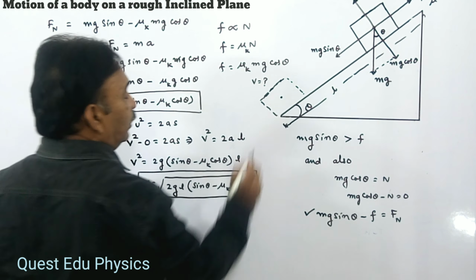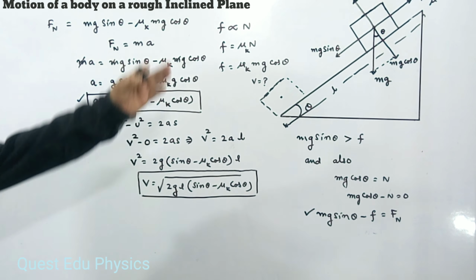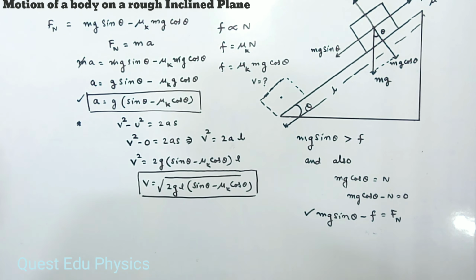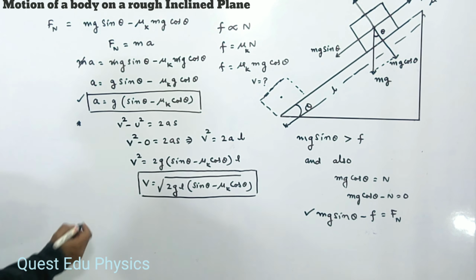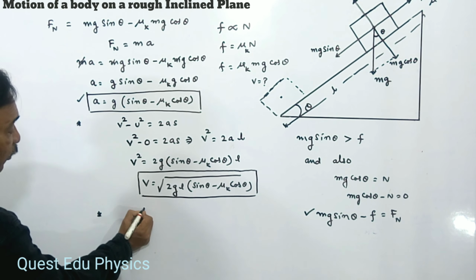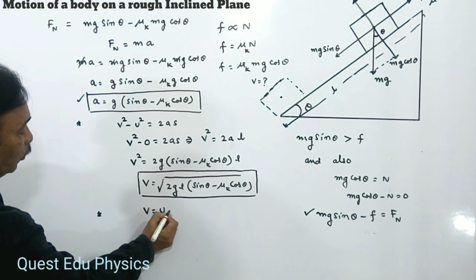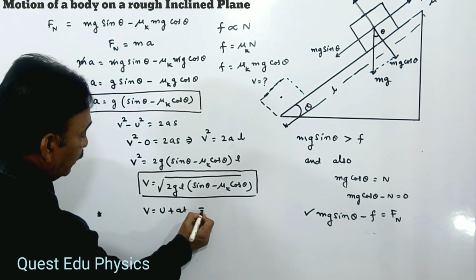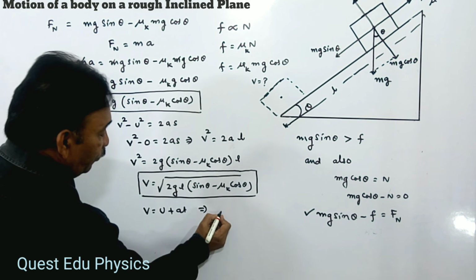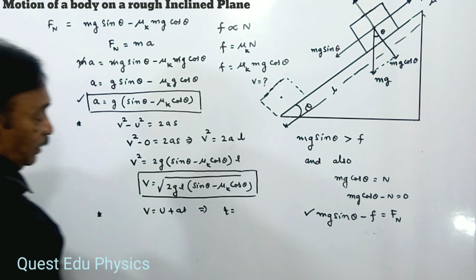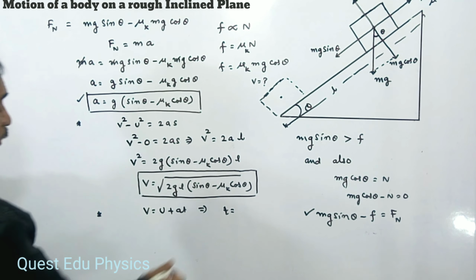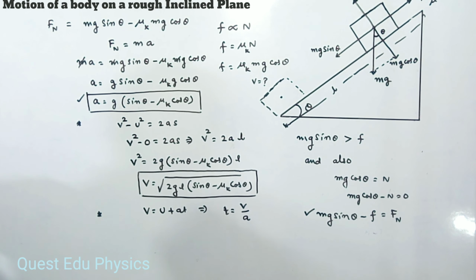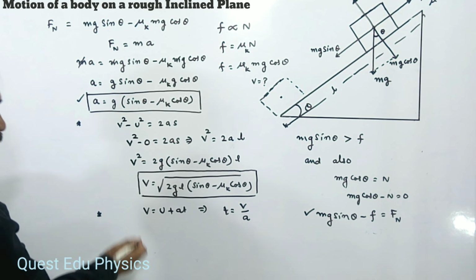And what is left? The third thing, what is the time? How much time it takes to reach the ground? We have to use the same principle. What we know is that v is equal to u plus at. Since u is equal to 0, you can write t is equal to v by a.